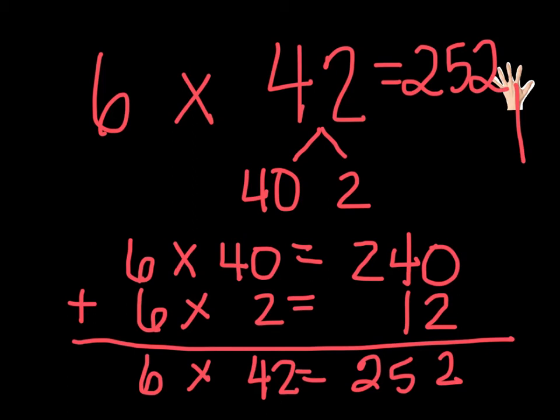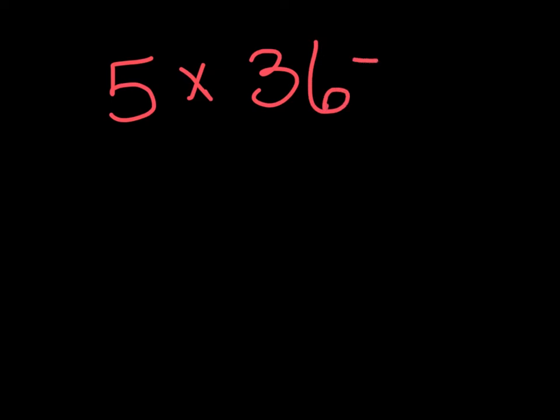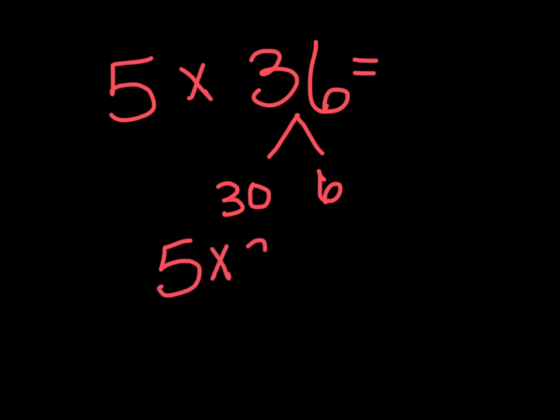Let's do another one together. This time I have 5 groups of 36. Remember, your first step, break your number apart. 30 and 6. Second step, rewrite your multiplication problem. So now I have 5 groups of 30 and 5 groups of 6.